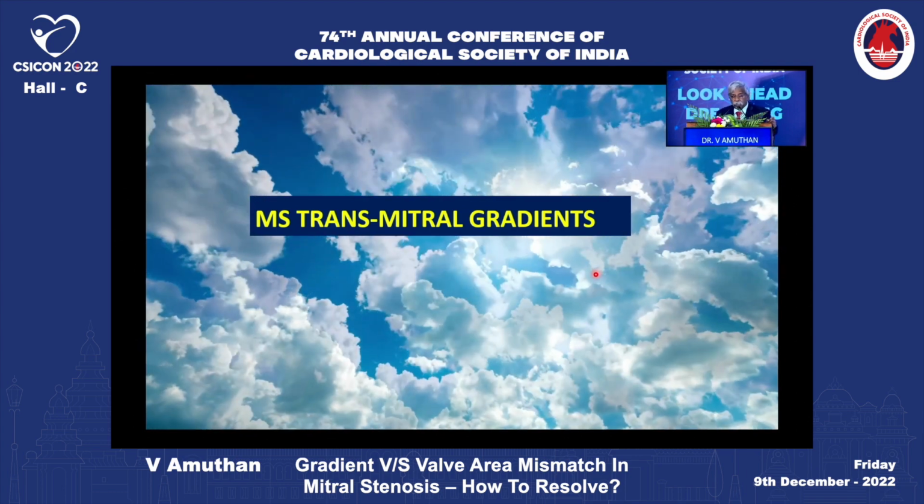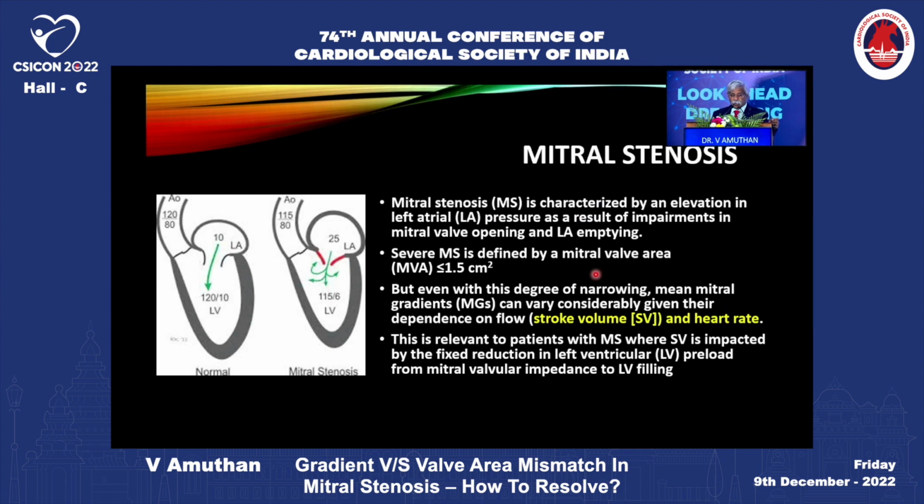Now coming to the transmitral gradient. Mitral stenosis is characterized by elevation of the left atrial pressure as a result of impairment of mitral valve opening and LA emptying. Severe MS is defined by a mitral valve area of less than 1.5 square centimeters. Initially we were taught that it is 1, now it has been 1.5.